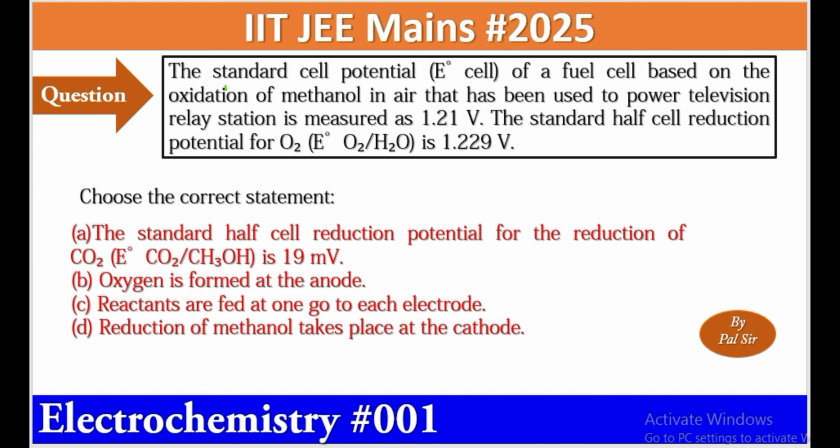This question belongs to the electrochemistry chapter. The standard cell potential E°cell of a fuel cell based on the oxidation of methanol in air, that has been used to power television relay stations, is measured as 1.21 volt. The standard half cell reduction potential for oxygen, O2/H2O, is given, which is 1.229 volt. So we have to choose the correct statement.